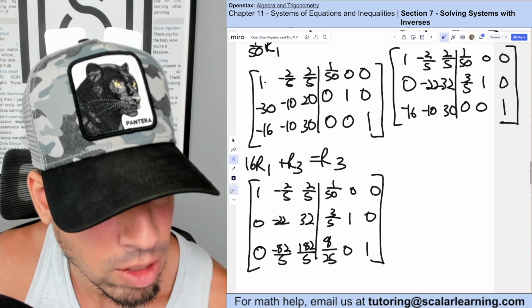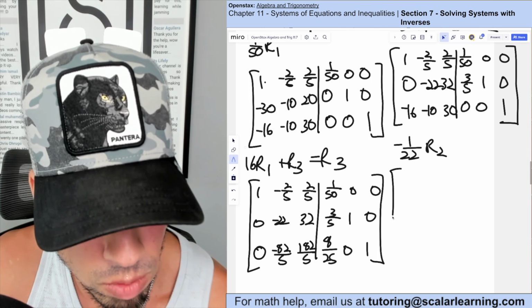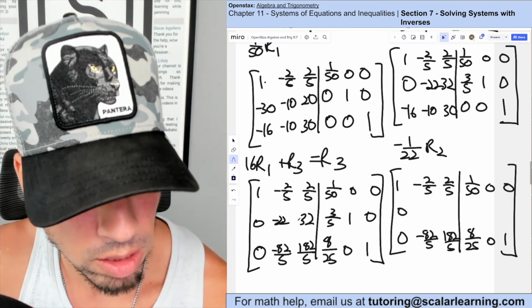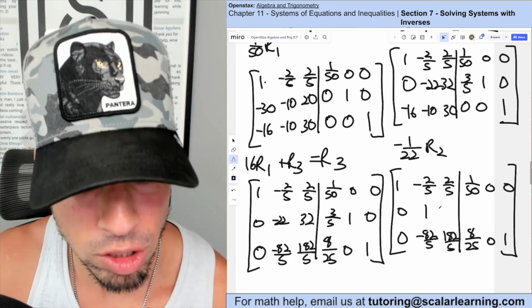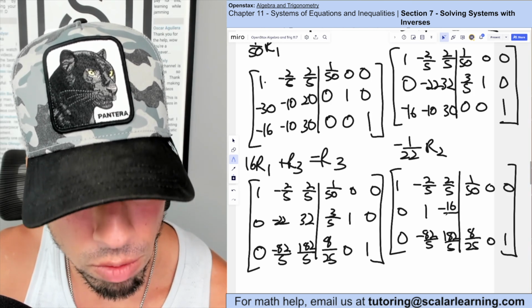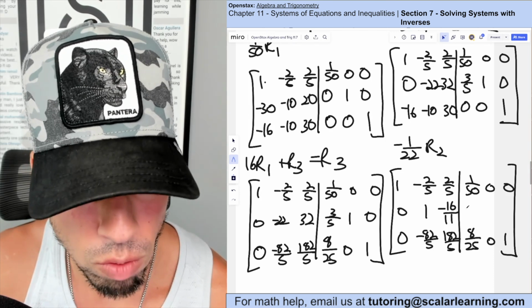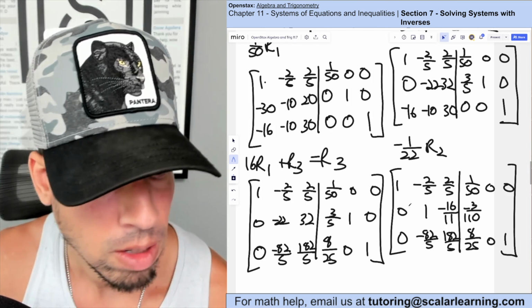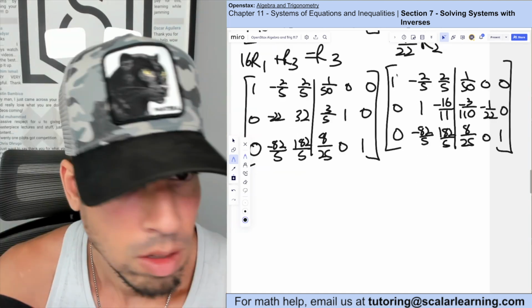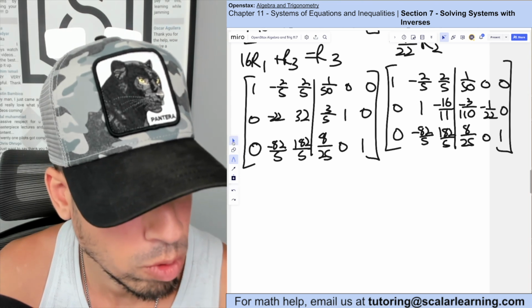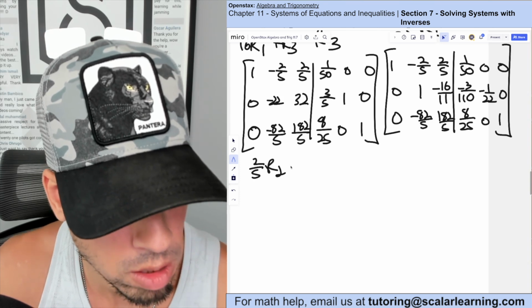Now I'd love to flip that to a positive 1, so I'm going to multiply by the reciprocal, negative 1 over 22 times row 2. Let's write it out. So we got this times 0 is 0, that times negative 22 is 1, that times 32 is negative 32 over 22, which is negative 16 over 11, if we simplify it. Then times 3 is negative 3 over 110, then we got negative 1 over 22 times 1, right? And then just times 0 is 0. Next, I'd love to flip that to a 0. So we're going to multiply row 2 by 2/5 and then add it to row 1 to get a new row 1.